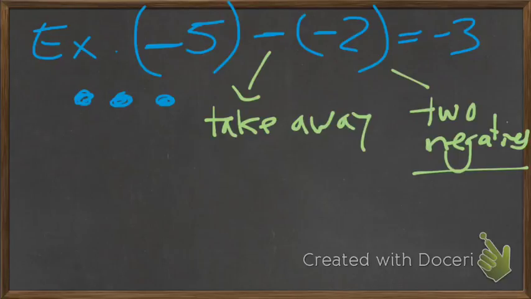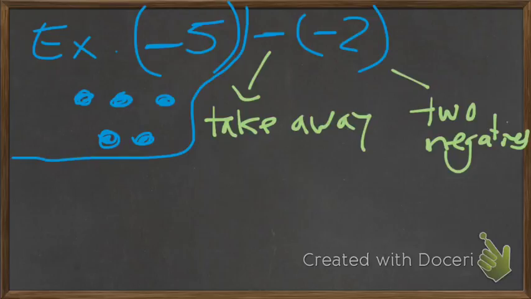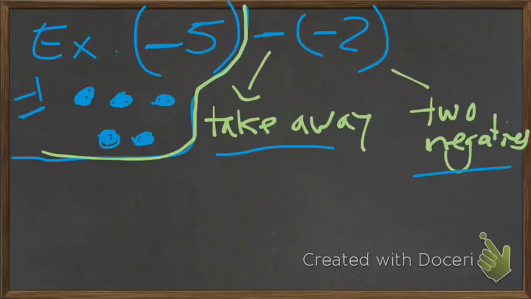Now how does that work? Let's go back and look at that again. This right here is -5, right? Everyone can see that. These counters are each worth -1, so I have 5 of them: 1, 2, 3, 4, 5. And I'm literally going to take away 2 of those negatives. Bye-bye. I'm left with -3.